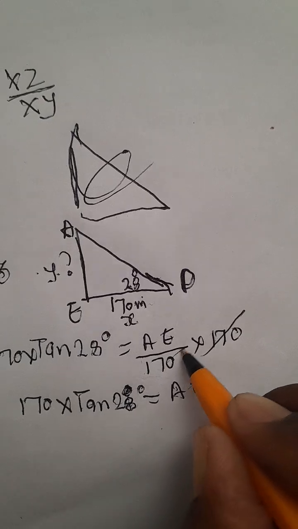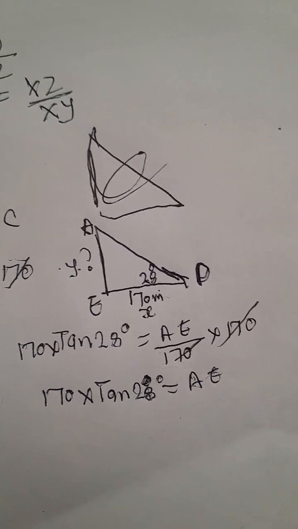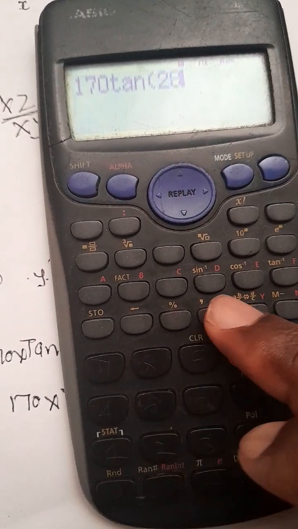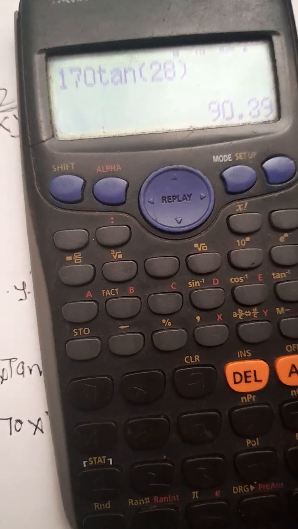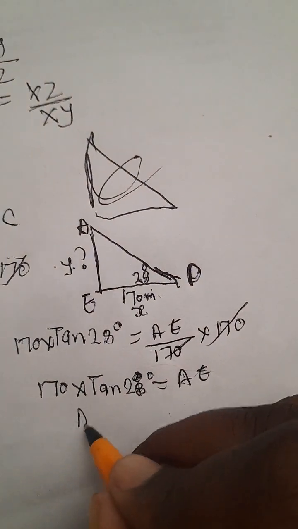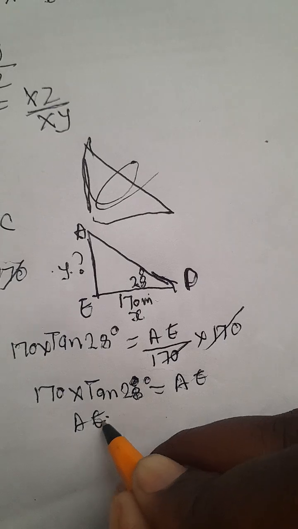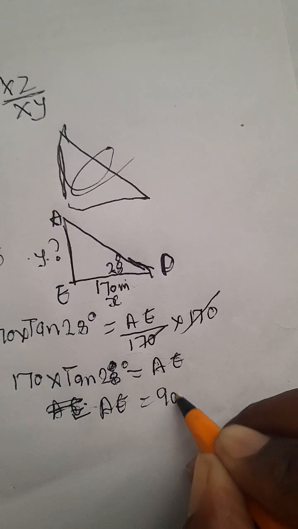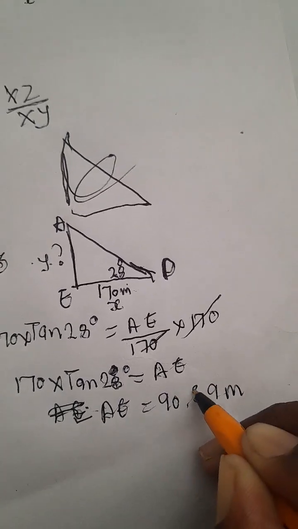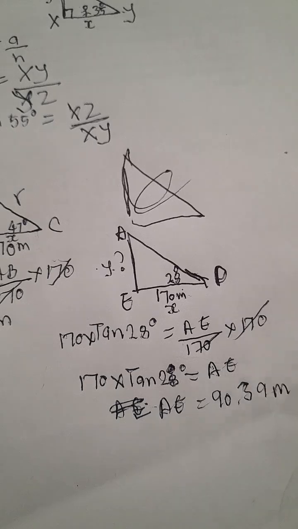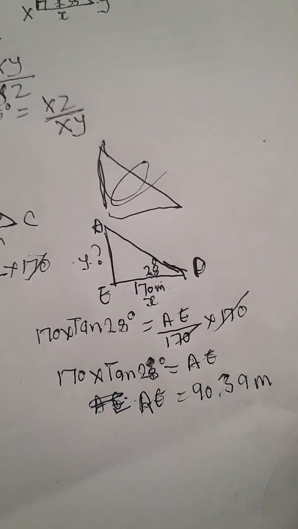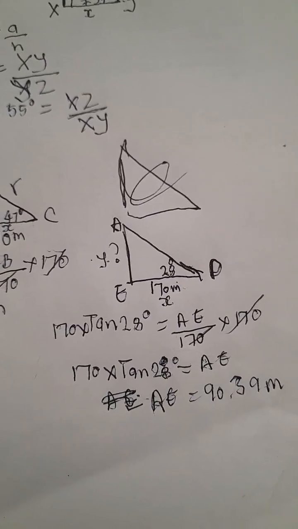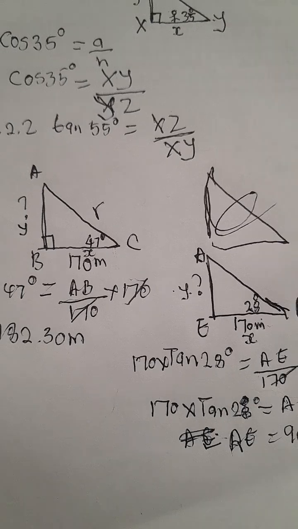So these two cancel, so that you make AE the subject. Similarly, we are going to say 170 tan 28. What is that? 90,39. AE will be 90,39 meters. Then I want us now to look at EB.